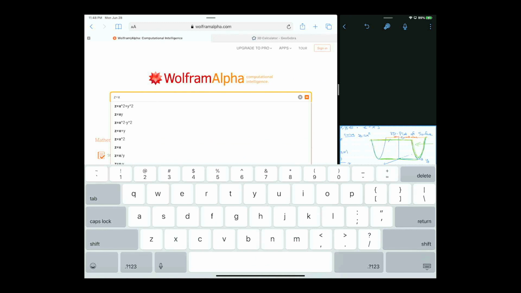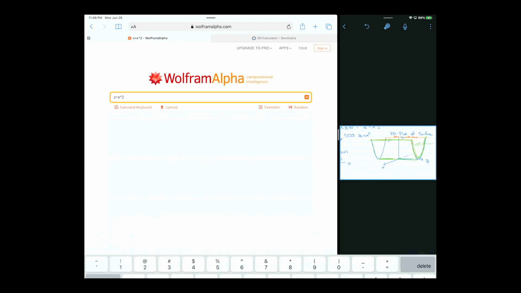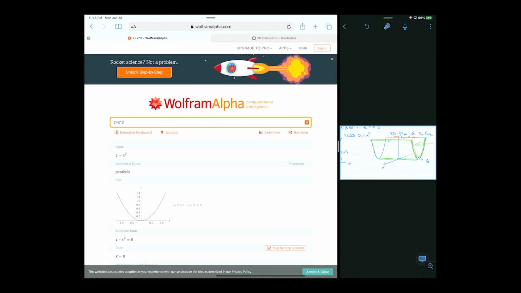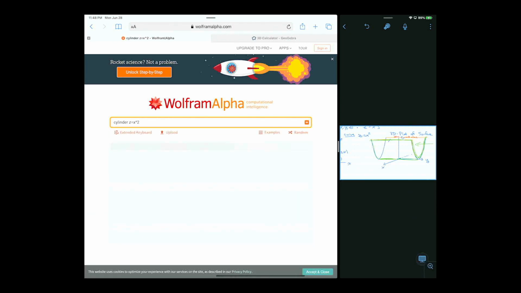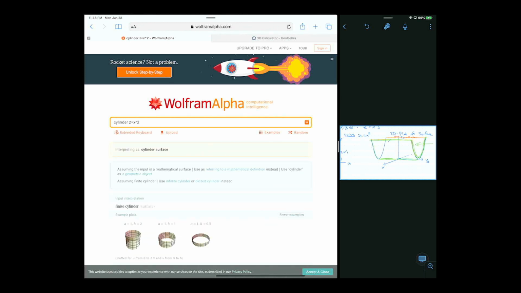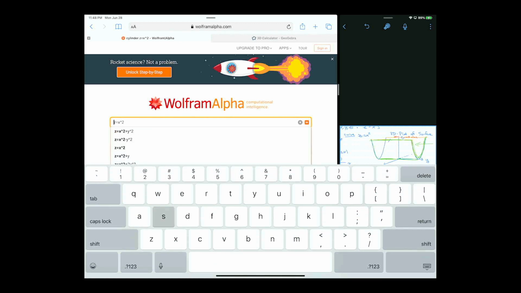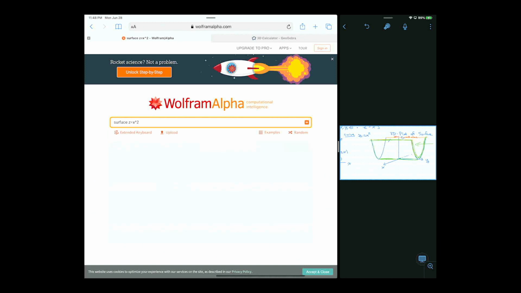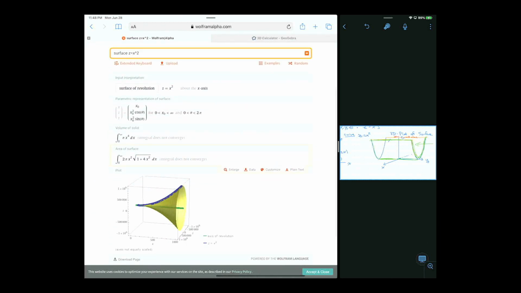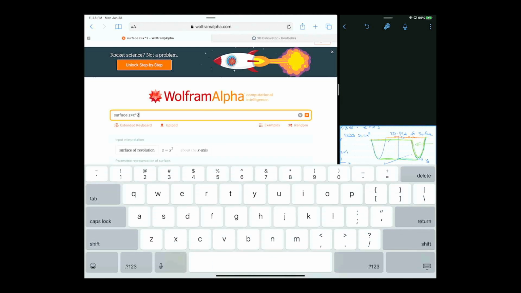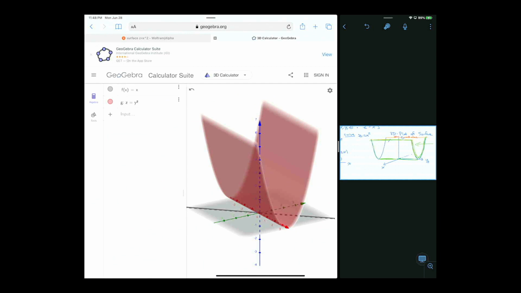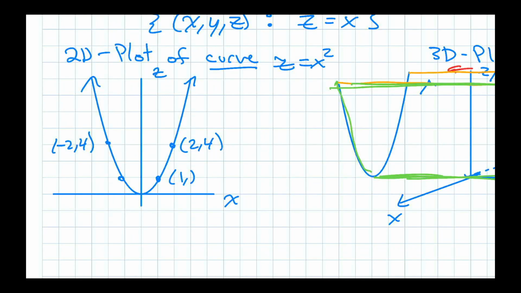z equals x squared. It says it's a parabola, but how would I make it do it? I don't know. Maybe if I tell it a cylinder or a surface. Oh, okay. Maybe Wolfram Alpha is not the way to go. It doesn't know what we want. No, that's a surface of revolution. Okay, don't use Wolfram Alpha unless you can figure out how to make it understand that there is a y variable that we didn't type in. So maybe stick to GeoGebra for now for this. All right, enough of that. We're going to be coming back to GeoGebra a lot.